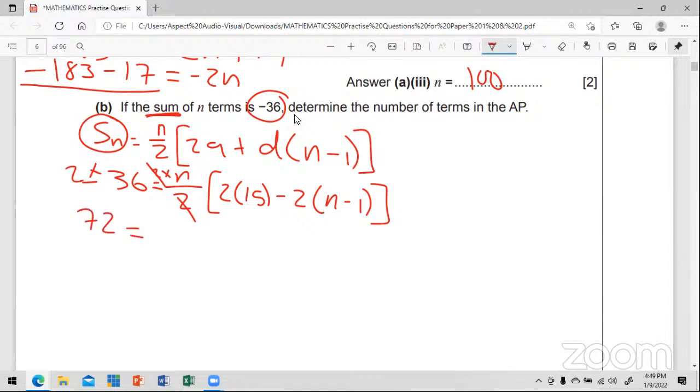72 equals 30. Again, this times that gives you what? But remember, there's an n there. You are not seeing it. There's an n there. This n, this n. Okay? So n.